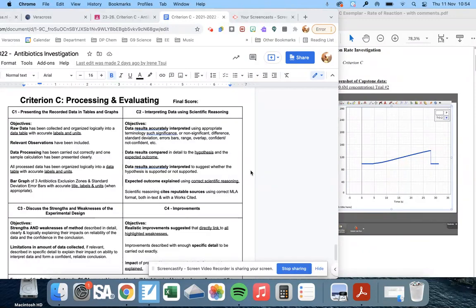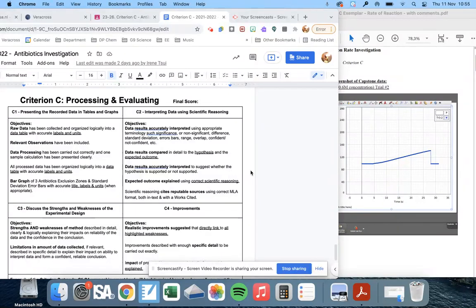After that, you have to show data processing. That means carrying out at least one example, one sample calculation of each type of calculation that you did in your lab report. Third thing, take all of the processed values that you've calculated and organize them into a second data table. That data table, of course, should also be clearly labeled, have appropriate units, and be logically organized.